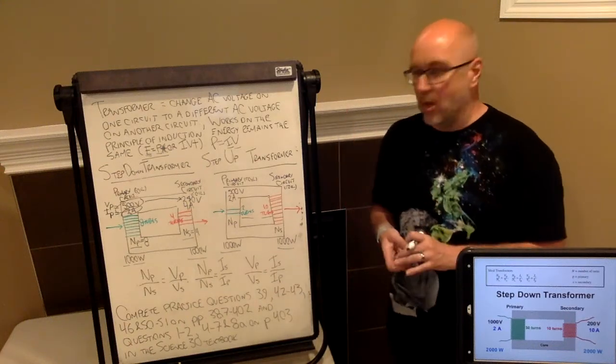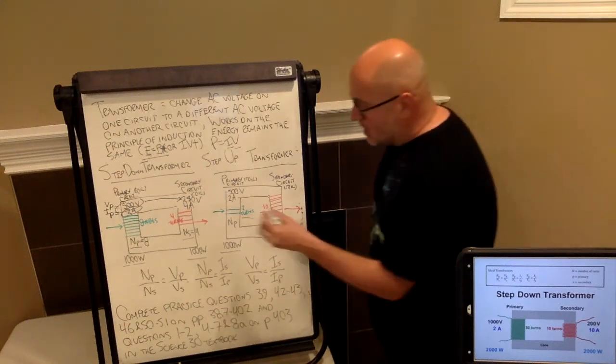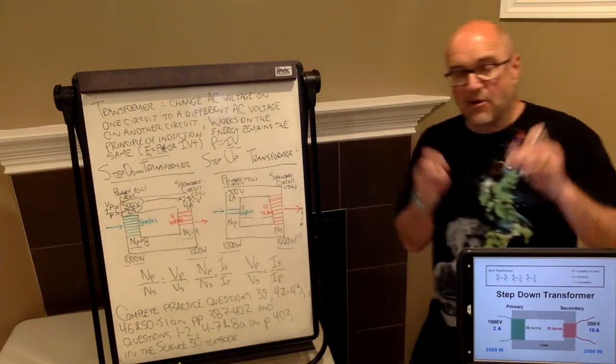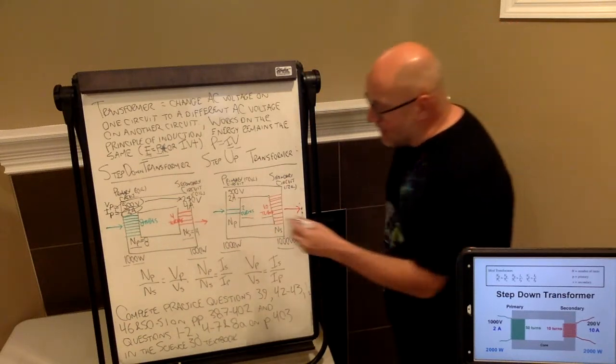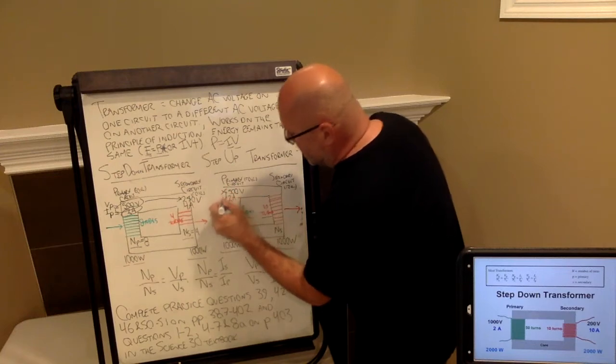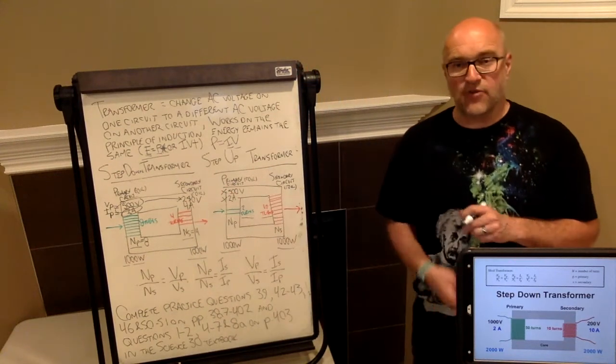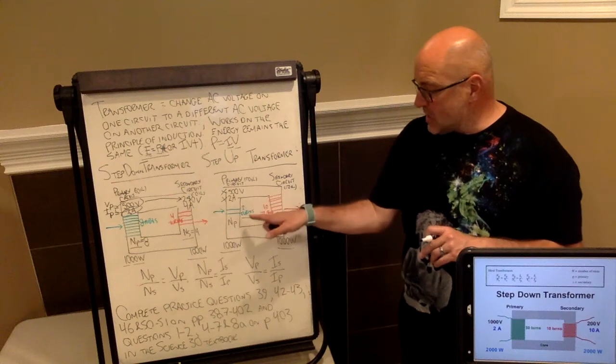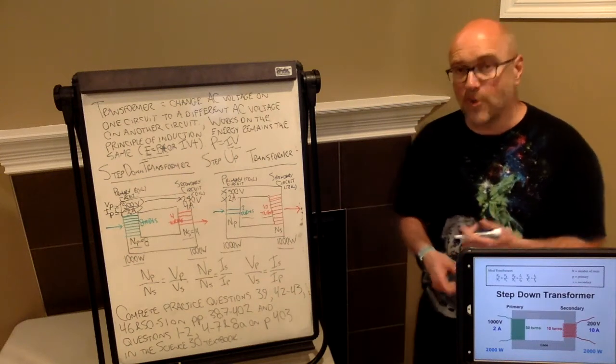Less coils to more coils. On the primary circuit, I've got the same amount of voltage that I had on the other one. I had 500 volts and 2 amps, so a total of 1,000 watts of power. What I want you to calculate is, this is a step-up transformer.